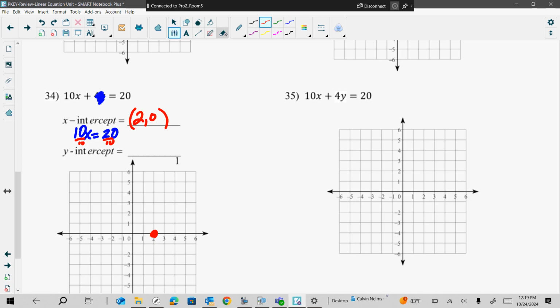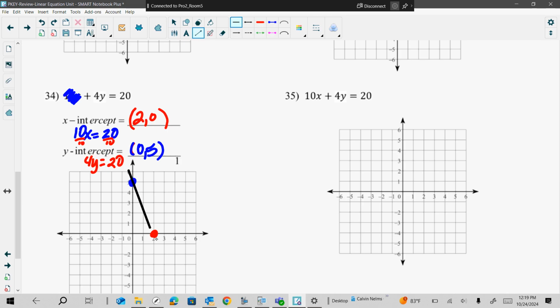You plot that point on the x-axis. Now if I'm finding the y-intercept, the x is gone, x is 0, so that's gone, and you have 4y equals 20. If you solve for y by dividing by 4, you get 5. So this would be 0 comma 5. And you put the 5 on the y-axis. And now you have 2 points. That's all you really need to graph a line. And you connect those 2 points.